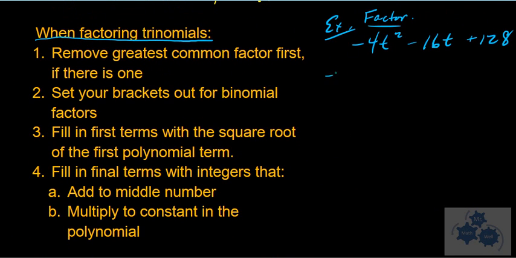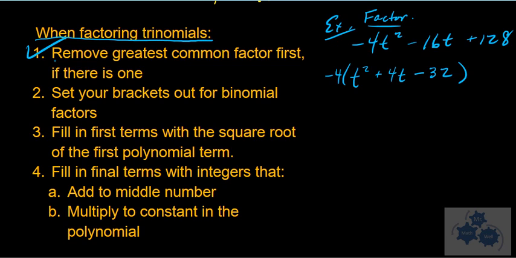So let's take out a negative 4. What am I left with? t squared minus 4t, and then 128 divided by negative 4. Oh, that's going to be a plus 4. This is going to be then a negative 32. Okay? So that's first step done.